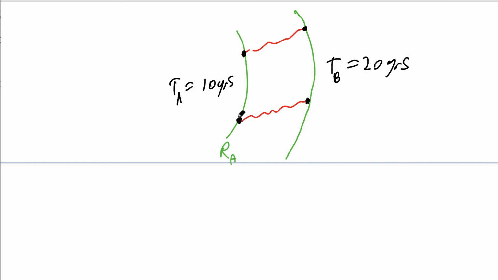From this event, A takes a picture and sends it off. Again, A takes a picture here and sends it off to observer B. Observer B looks at those pictures and says, yes, it certainly looks like you've only aged 10 years, but it's taken you 20 years to do so. I've aged by 20 years during that same time that you've only aged 10 years. Observer B says, your clock is running slow.